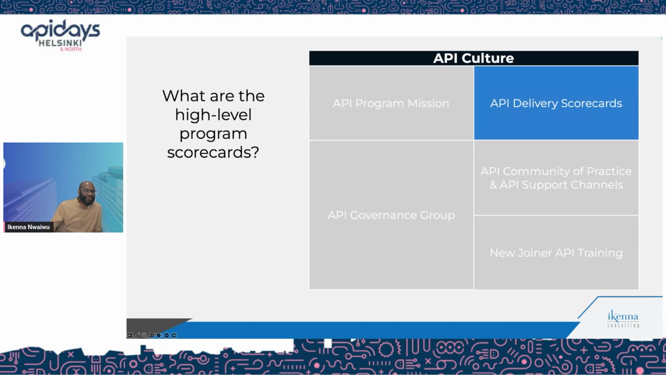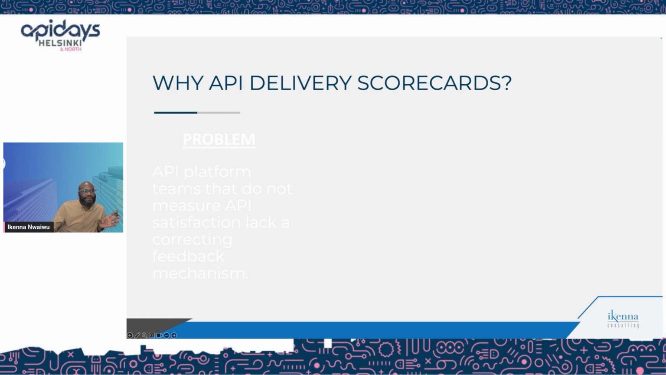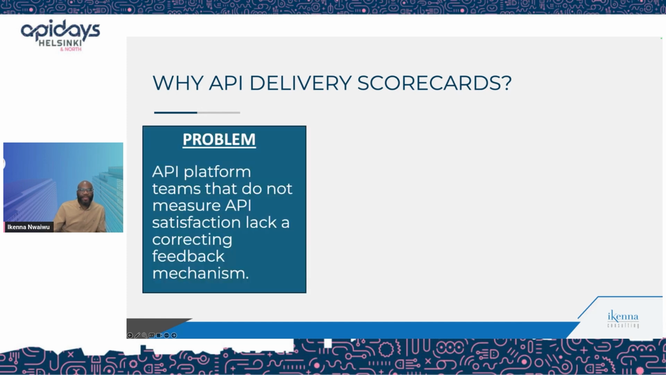So what do I mean by scorecards? Again, this is the thing I showed you before, that we need to define high-level scorecards for the program. One problem I've seen myself when working with clients and in industries is that API platform teams do not always measure API satisfaction. They don't always take time to measure how satisfied consumers are. Again, when we talk of the customers of the API platform, we're thinking of both the users of the platform who produce the API, and the consumers of the API.